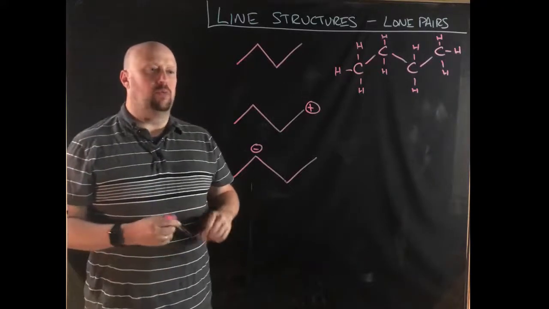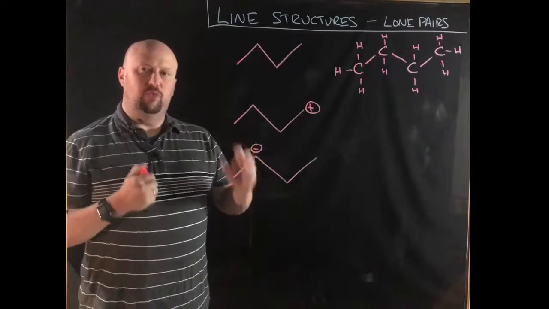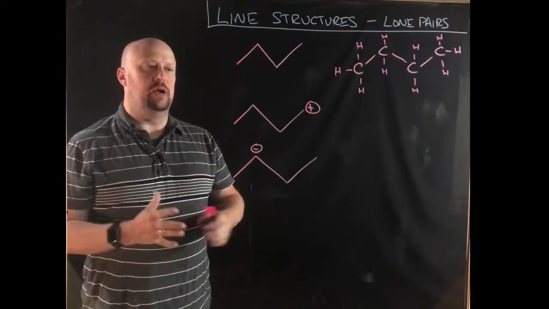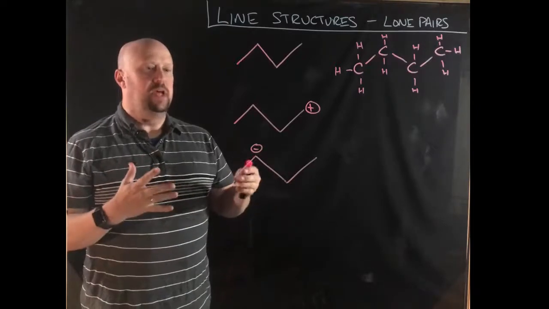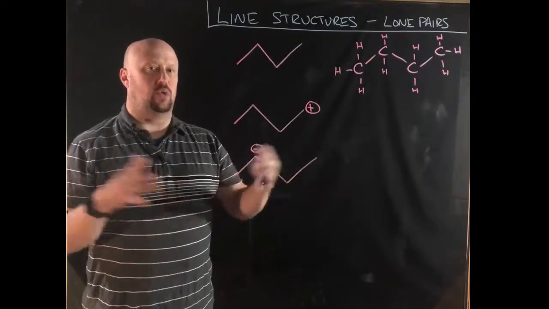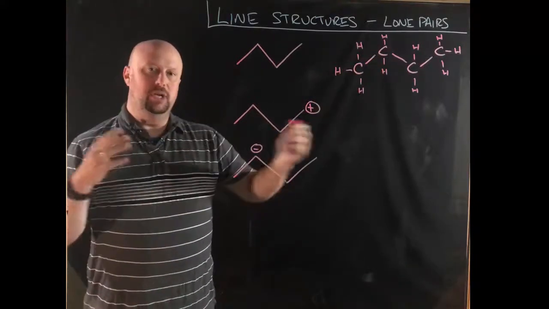Kiddos, today we're going to talk more about line structures. We're going to specifically talk about formal charges and lone pairs and how to interconvert those and how to recognize them, so that when we see a line structure where not everything is represented, if we had to break it out, we know where everything is.